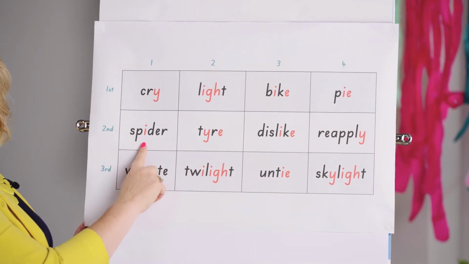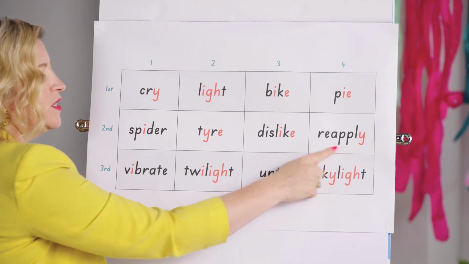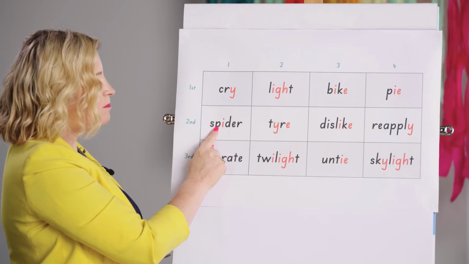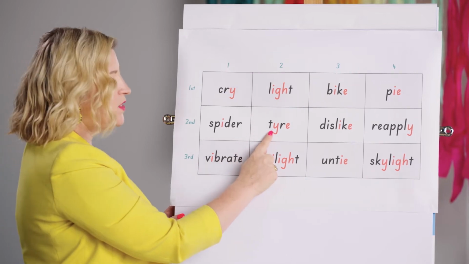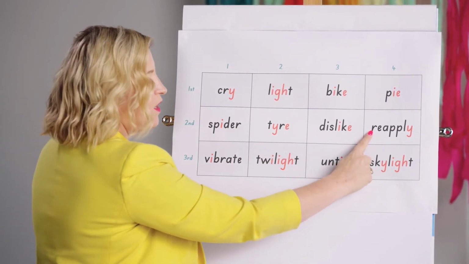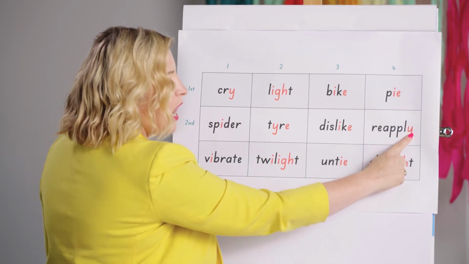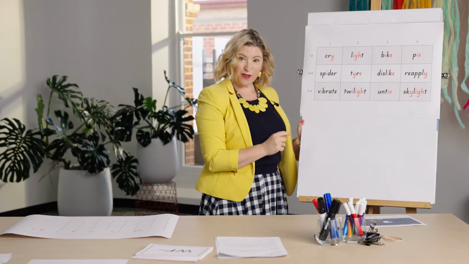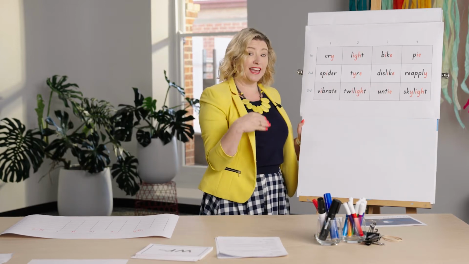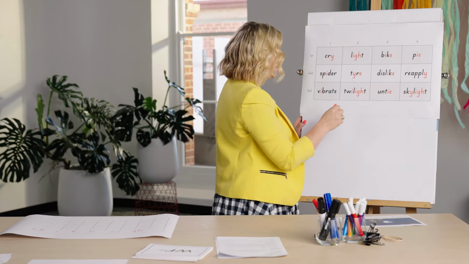Second row. Have a look through first before we read it, because I'm going to get you to read it along with me. We're going to echo read and read at the same time. Are you ready? Spider, tire, dislike, reapply. Did you get all of those ones? Excellent. Remember, you can always go back and read again if they were a little bit tricky.